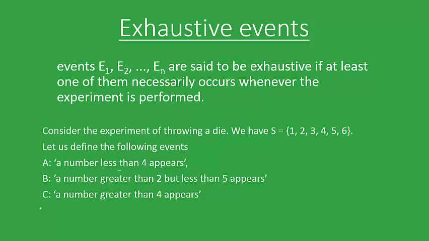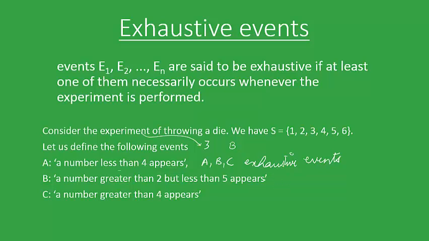So, if we roll a die and do this experiment, it is sure that at least one of these events will occur. Let's say if we roll a die and 3 occurs, then event B has occurred. So these three events A, B, C are exhaustive events. Individually they may not be exhaustive.